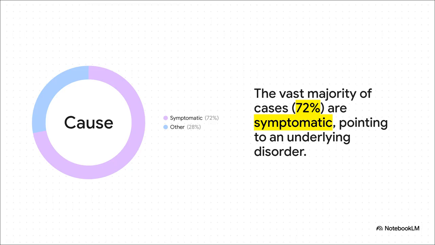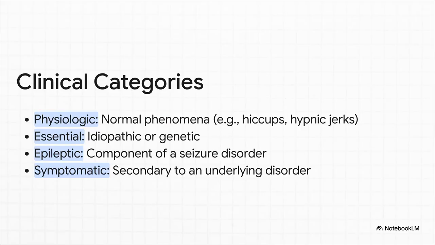And here, this is probably the most important thing to know in this whole section. Get this. In almost 3/4 of cases, myoclonus is symptomatic. That means it's not the actual problem. It's a big, flashy signpost pointing to some other underlying disorder that it's our job to find. So you can pretty much sort myoclonus into 4 main buckets. You've got physiologic, which is totally benign. Think about hiccups or that weird jerk you get right when you're falling asleep. Then there's essential, where the myoclonus is pretty much the only problem. You have epileptic, meaning it's part of a seizure. And then there's that giant symptomatic bucket, and that's where most of our diagnostic work is going to be.